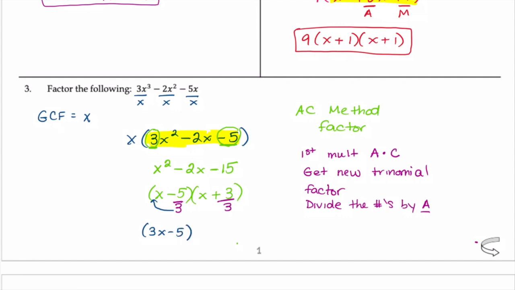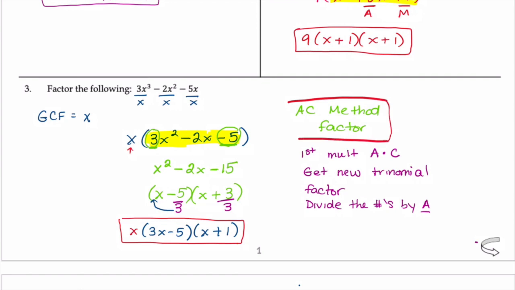Here we have 3 divided by 3, which simplifies to give us a value of 1. So the factors of 3x squared minus 2x minus 5 are 3x minus 5 times x plus 1. And don't forget that we had our original GCF. That GCF has to be brought down as well. So this is the AC method of factoring. You will see me do this a lot when it comes to factoring.